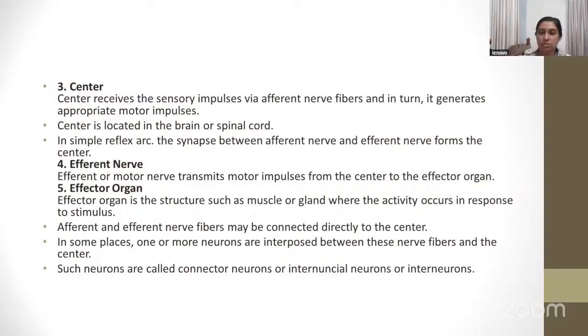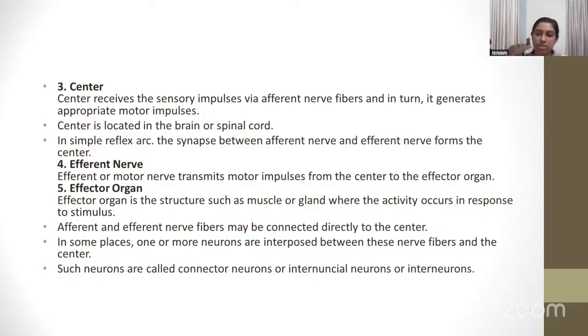Next, the reflex is carried from the receptor via the afferent nerve to the center, and from the center the response is taken away by the efferent nerve. The efferent nerve comes to the effector organ. The efferent, or motor, nerve transmits the motor impulse from the center to the effector organ. So the next part is the effector organ.